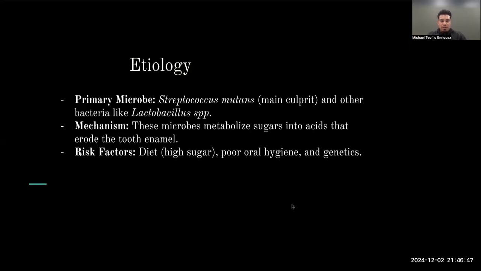Next would be etiology. So the primary microbe, like I discussed, is Streptococcus mutans and other bacteria like Lactobacillus. The mechanism is these microbes metabolize sugars into acids that erode the tooth enamel. And then risk factors would be having a high sugar diet, poor oral hygiene, and many times genetics.